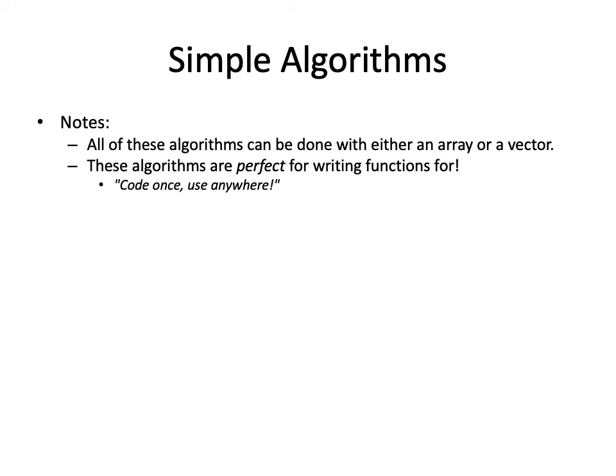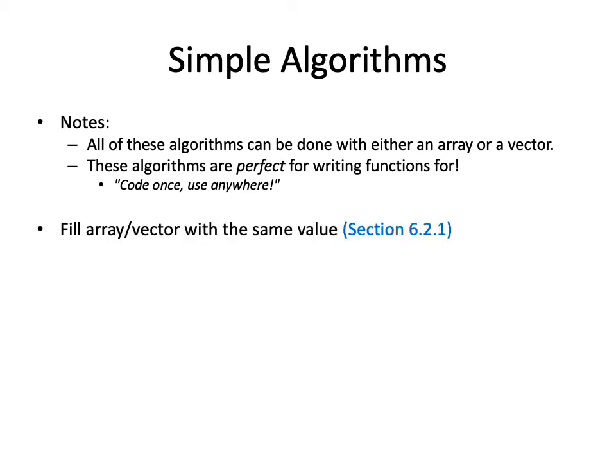So when we talk about simple algorithms, we'll be giving a list here of algorithms that we'll talk about today, and any of these algorithms can be done either with a vector or with an array. Now, algorithms are usually really good things to be writing functions for, because you can use an algorithm for one problem, but you can always use that algorithm for another problem too. And once you've written the code for an algorithm, you don't have to write it again. It's there for you. So if you code this algorithm once, you can use it anywhere else in your code. And we'll see a little bit of that today too.